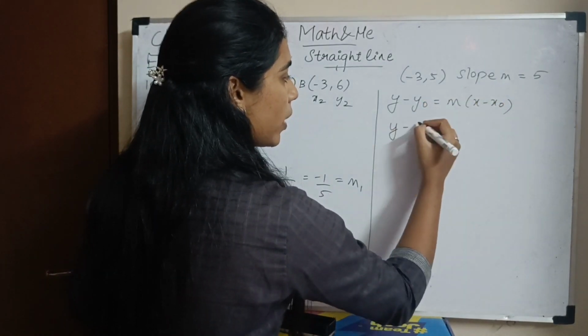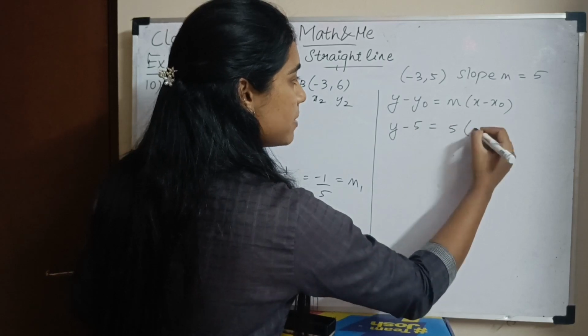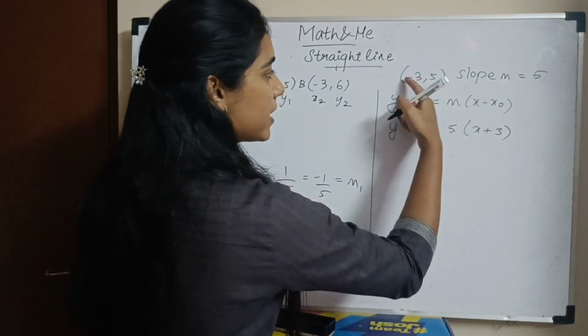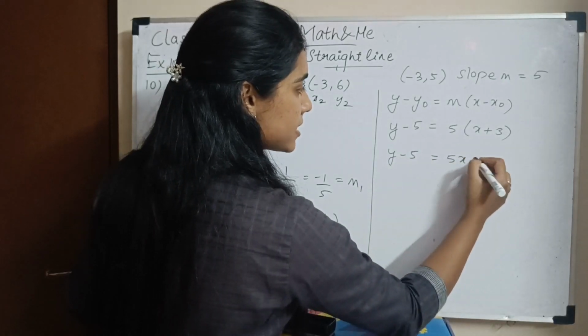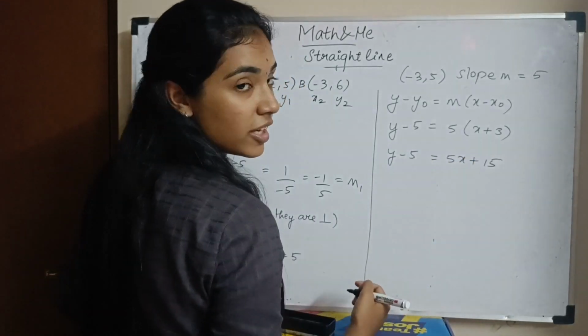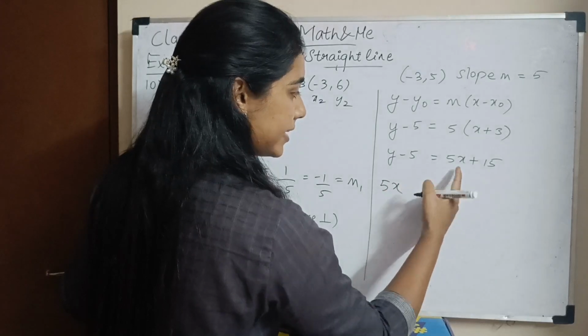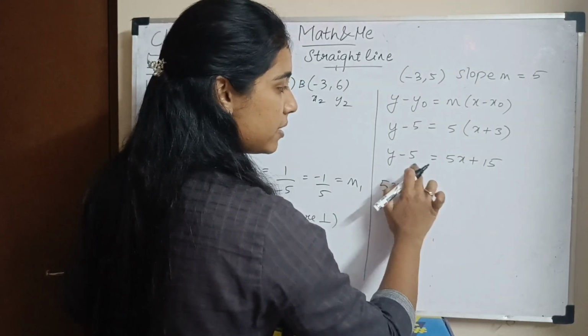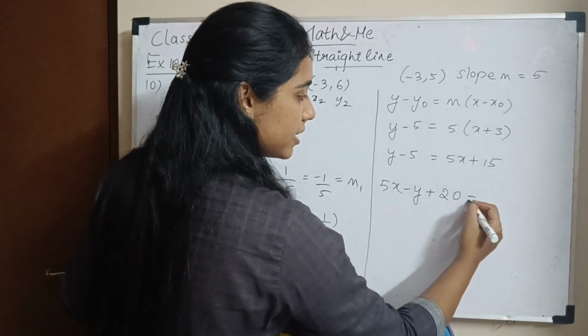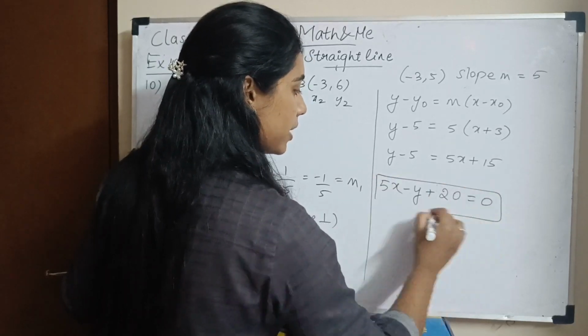y minus 5 equals 5 times x plus 3. Minus into minus is plus. So I have y minus 5 equals 5x plus 15. Bringing everything to one side, I have 5x minus y plus 15 plus 5, 20, equals 0. So this is the required equation.